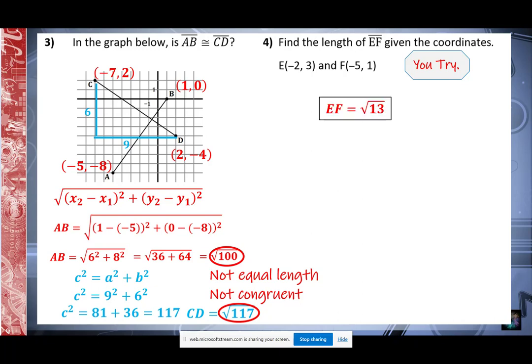So the length of EF is the square root of 13. Again, just keep it in that square root form. Don't worry about simplifying right now. If you're working within the textbook, I think they will always tell you to round to the nearest tenth, in which case just grab your calculator and you may do so.